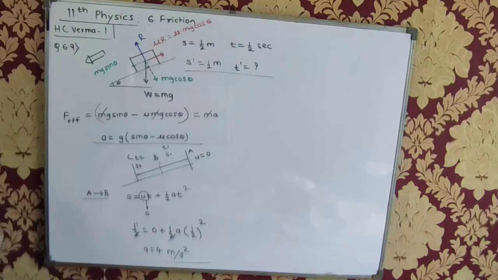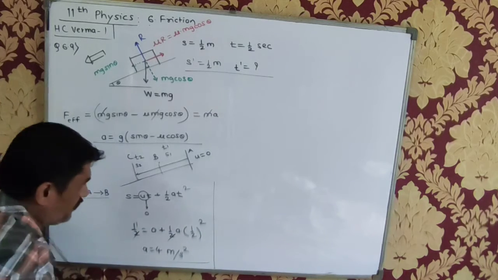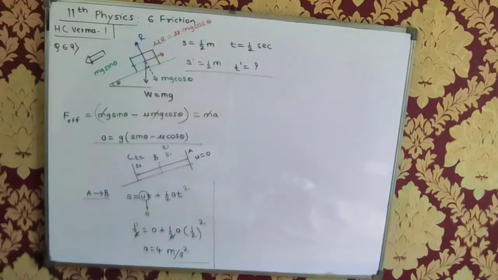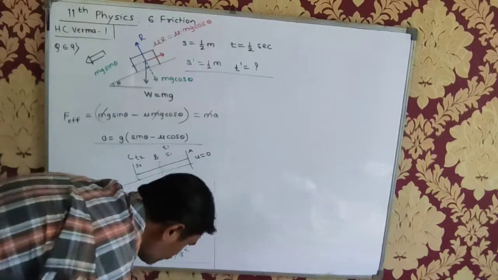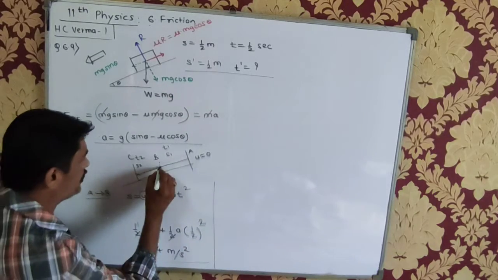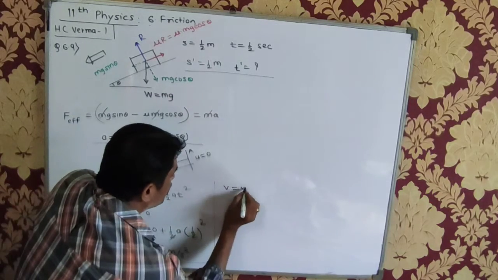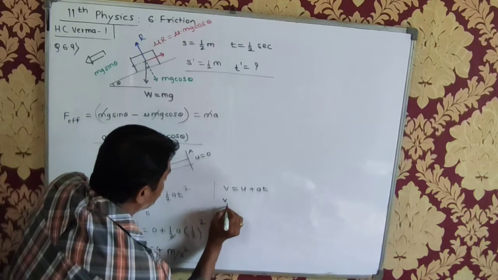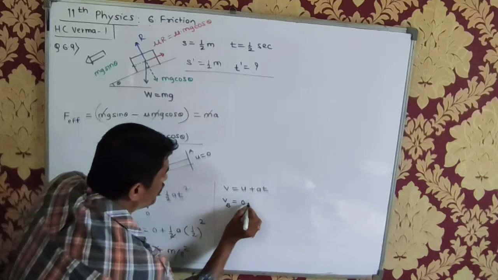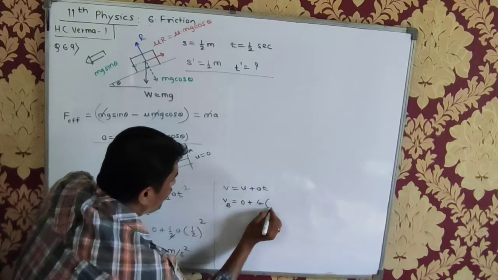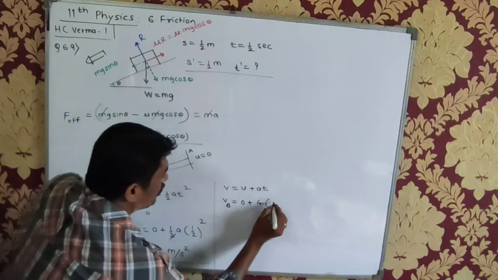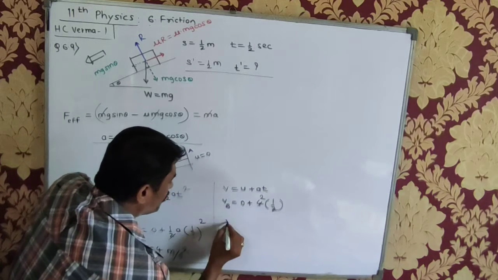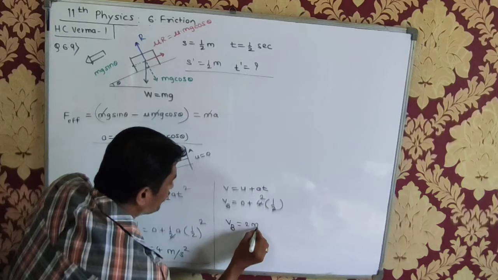No. And similarly, I can find out its velocity at that point. Now when it arrives here, what velocity can we find out? V is equal to u plus at. So what is the velocity at B? Initial velocity 0, acceleration 4, and time half second. So what is the velocity at B? 2 meter per second.